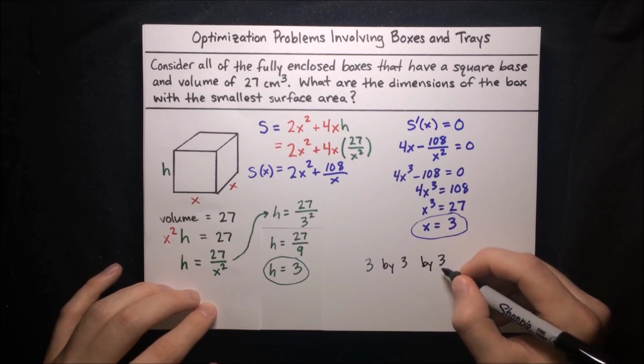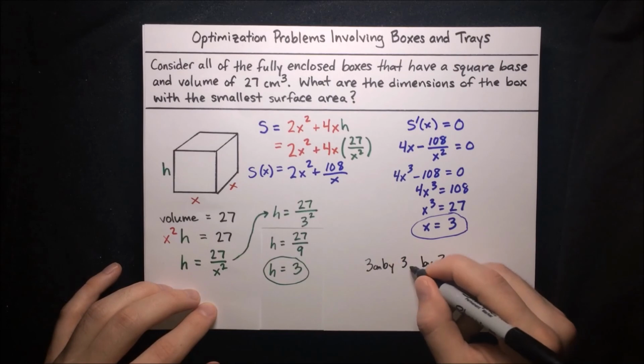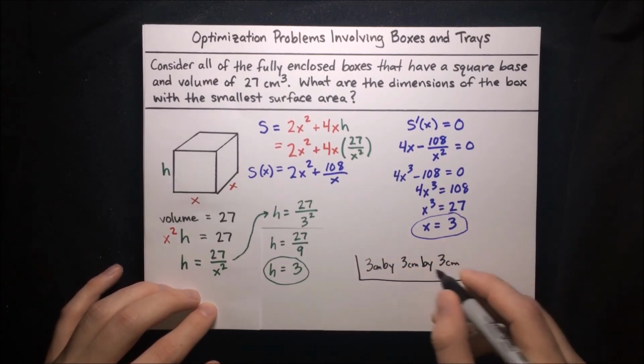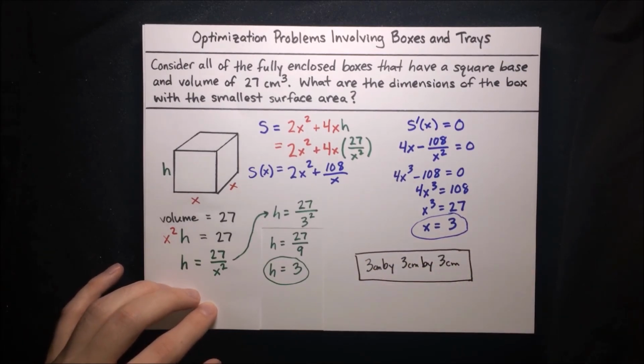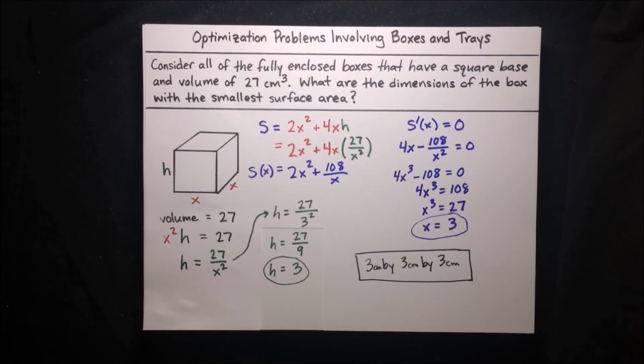And why don't we put the units on as well? These are units of length. So 3 centimeters by 3 centimeters by 3 centimeters. Final answer, 3 centimeters by 3 centimeters by 3 centimeters. Those are the dimensions that will minimize the surface area. And this makes sense intuitively because the box is perfectly symmetric. It's a cube. So now we know how to solve optimization problems involving boxes and trays. And in the future, we'll also learn how to solve optimization problems involving other shapes, like cylinders, and shapes inscribed in circles.